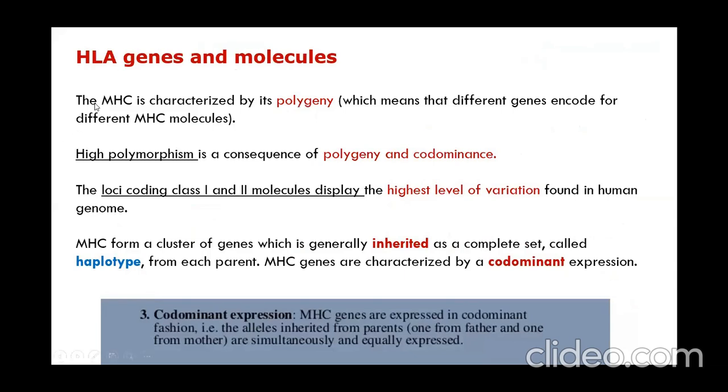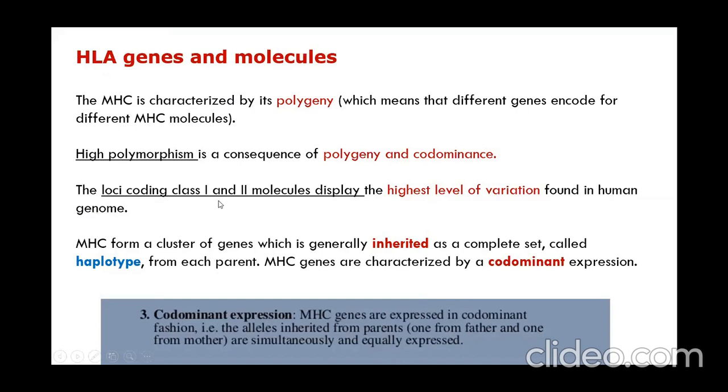So we looked again at HLA polymorphism and gene structure, and location in chromosomes. We will recap the concepts again. What are HLA genes and what molecules? The MHC, synonymous with HLA, is characterized by its polygeny. That means different genes encode different MHC molecules, and they are highly polymorphic based on the concept of more genes being present. At the same time, we will see the concept of haplotypes and codominance, and what codominance is. The loci coding class 1 and class 2 molecules display the highest level of variation, that polymorphism. We already looked at class 1, class 2, and class 3 in the classes.